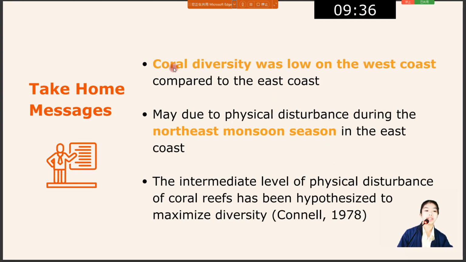Then the coral diversity was low on the west coast compared to the east coast. If you remember just now, the most typical community is group IV, and they fall on the east coast. So the east coast has the most coral diversity. It may be due to the physical disturbance during the northeast monsoon season at the east coast. So that means monsoon season and a little bit of physical disturbance is good for coral reef diversity.